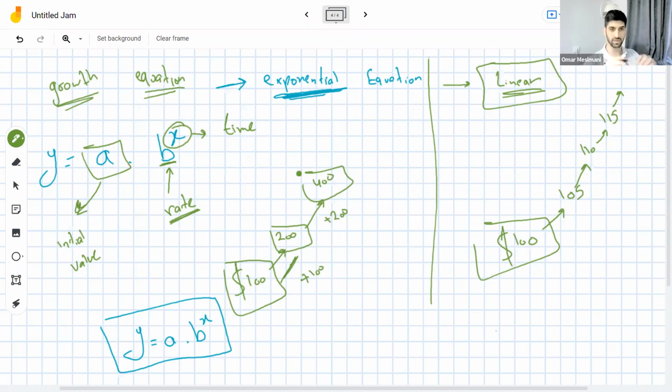Do you know that if I have a piece of paper, what is the thickness of the piece of paper? What do you think? 0.1. 0.1 millimeter, let's say.